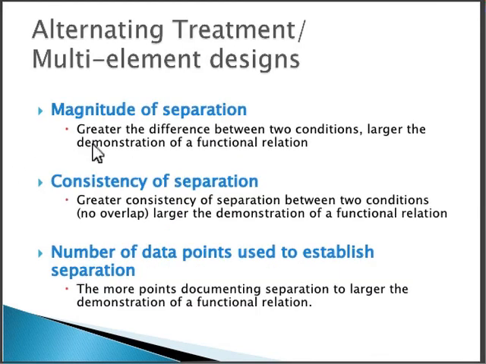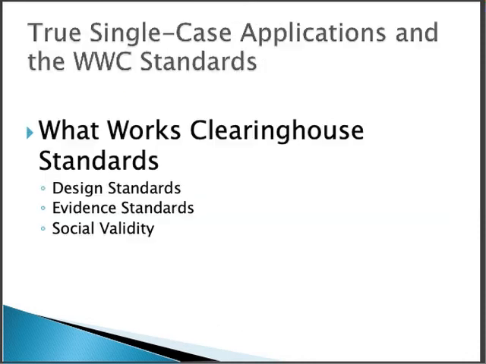So when we are looking at alternating treatments, we want to see, is there a huge difference between the two conditions, larger than the demonstration of a functional relation? Is there greater consistency of separation between the two conditions? For example, no overlap means a larger demonstration of a functional relation. Don't say relationship, say relation. And the more points documenting separation, the larger the demonstration of a functional relation.